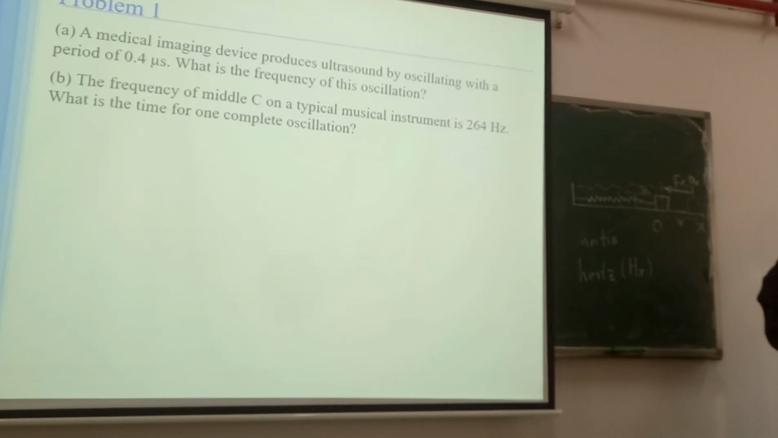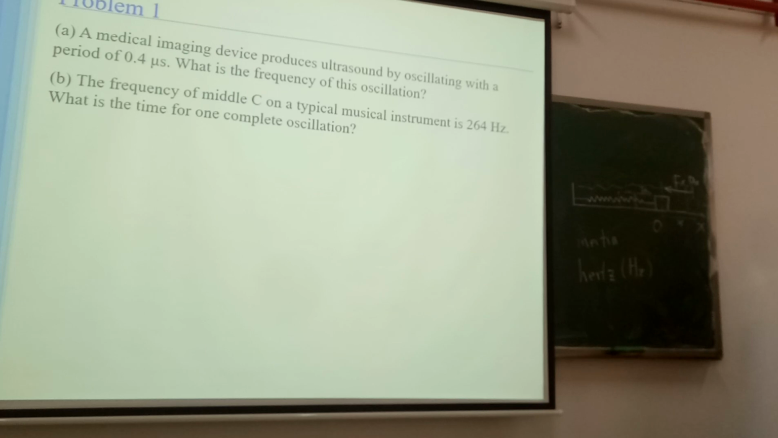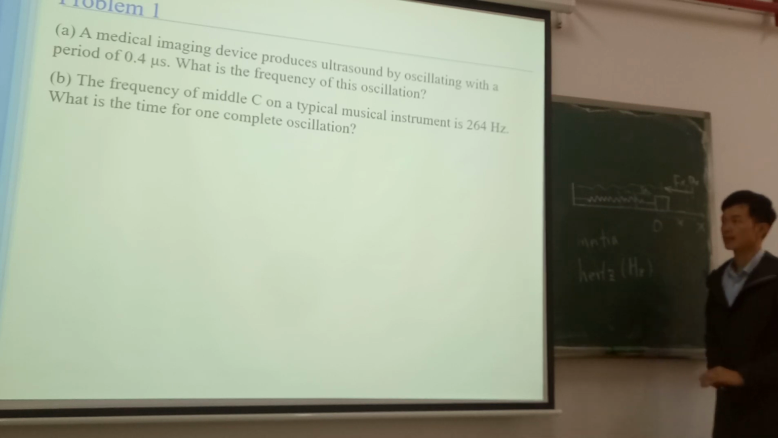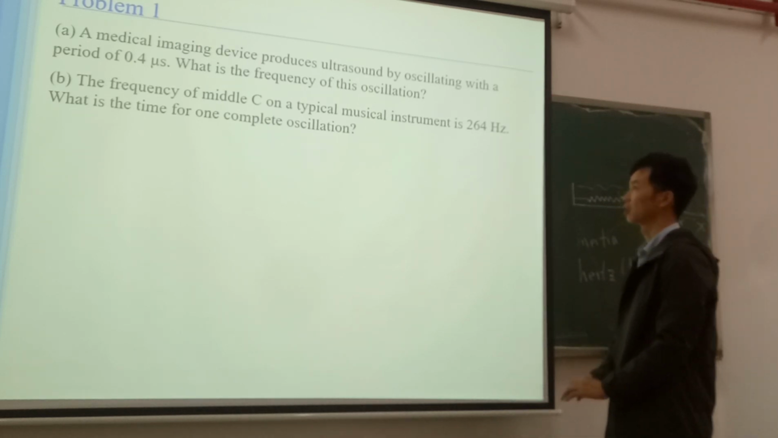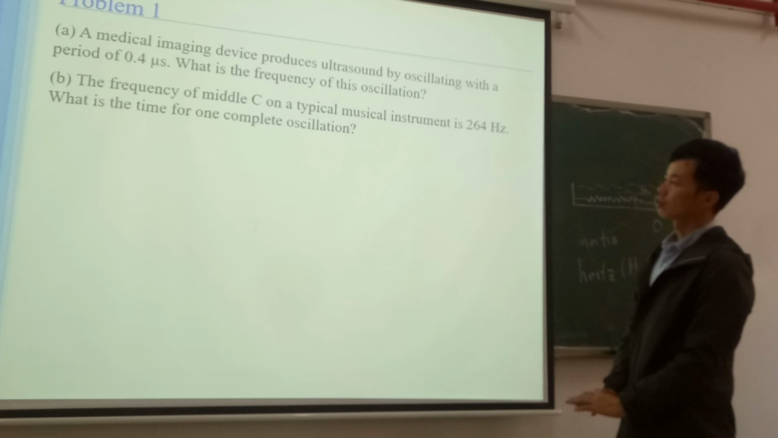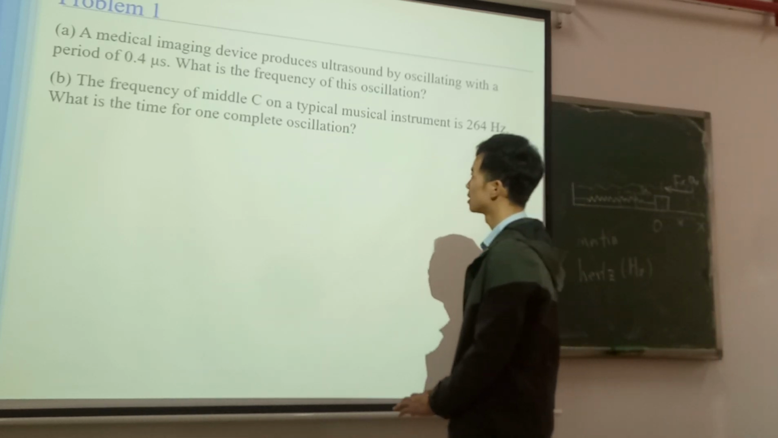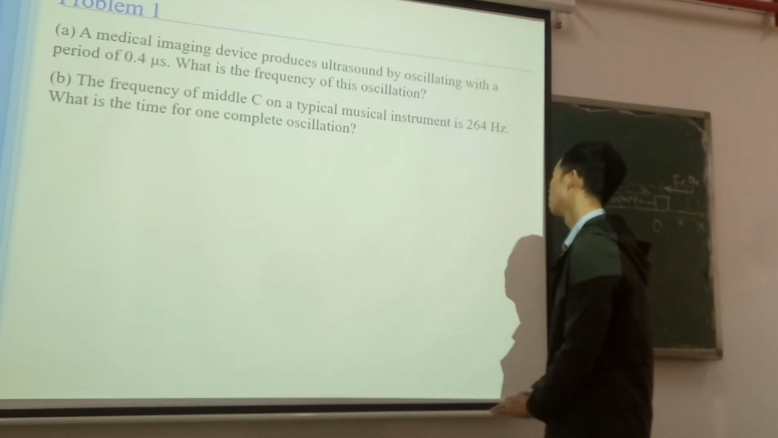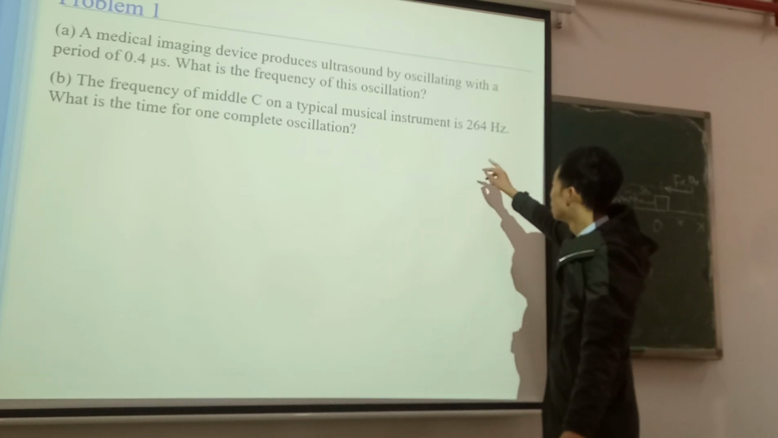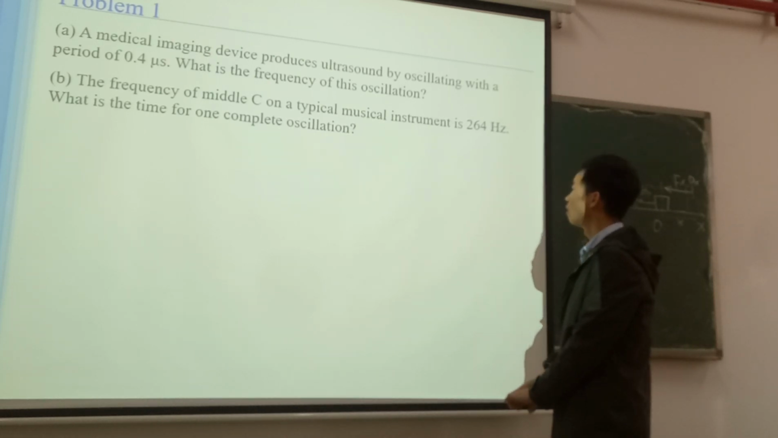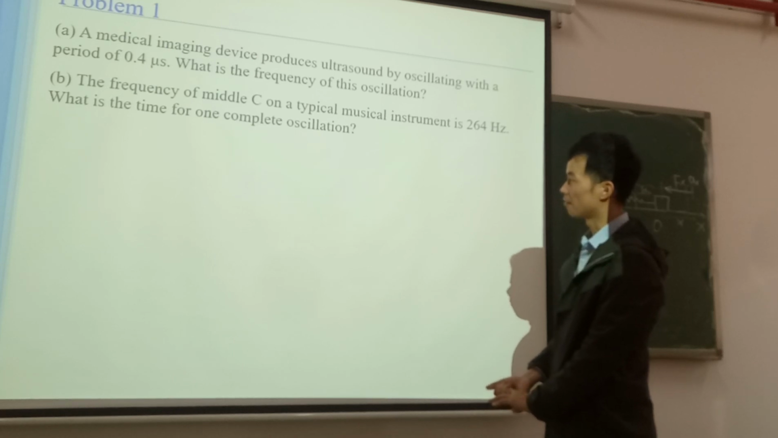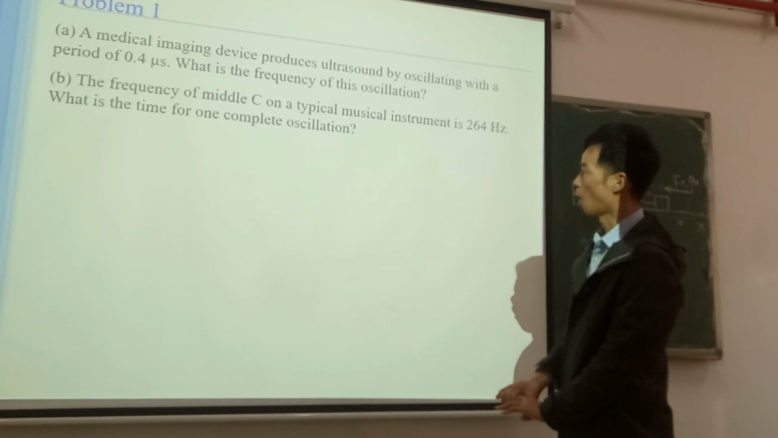Now look at this problem. A medical imaging device produces ultrasound by oscillating with a period of 0.4 microsecond. What is the frequency of this oscillation? And the second one, the frequency of middle C on a typical musical instrument is 264 Hz. What is the time for one complete oscillation?